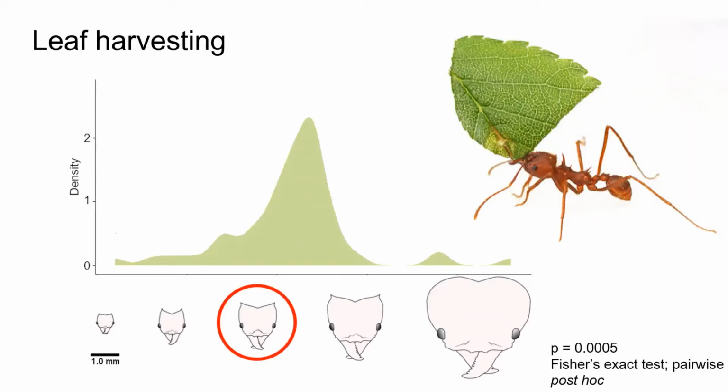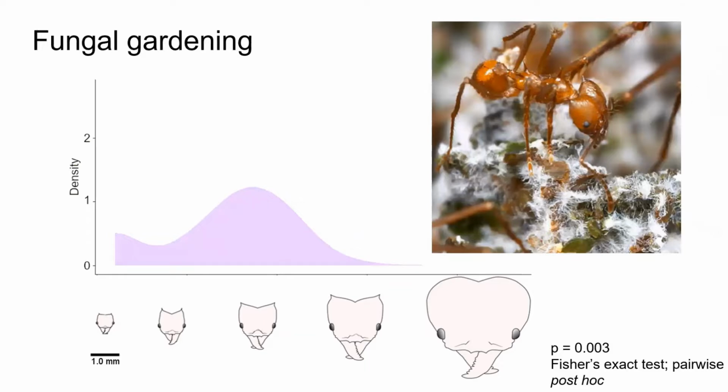quite narrow. And here's the same plot, but now for fungal gardening, which includes mulching, fertilizing, and pruning the fungus. This distribution skews much more towards performance by minims and smaller media workers, and this set of tasks also differed significantly among worker groups, with the second smallest group performing it more than all others.